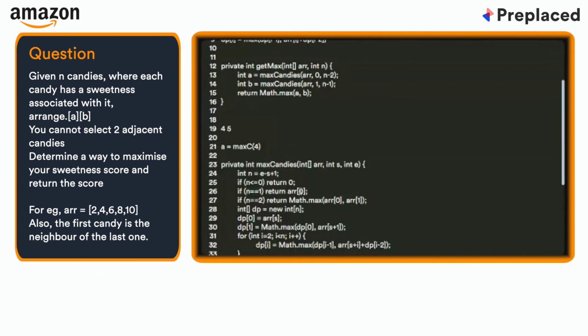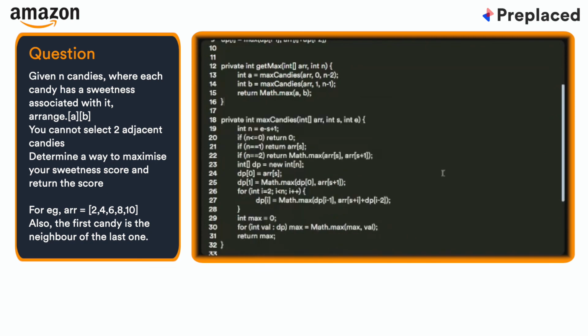It should not be array at index 0. It should be at index s, where s is the starting point. I have to return the initial value, and if it is this one, I can return either s or s plus 1. Yeah, now it's okay. Sure. Okay, this looks good. We can move to the next question if you're okay. Yeah, yeah.